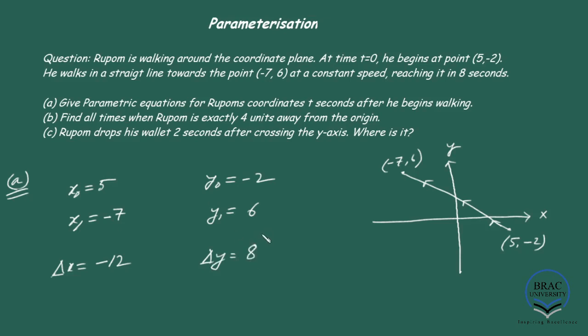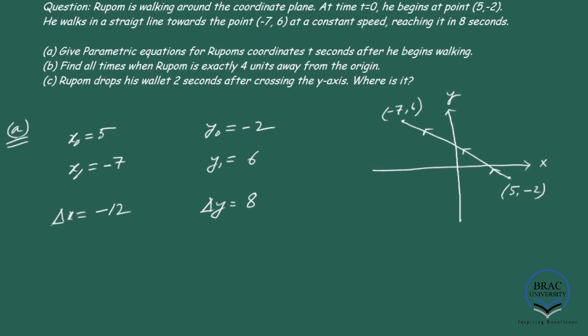The difference between them. So remember, when you find this del x, you have to be careful that you subtract the initial point from the final point. So you subtract -7 minus 5. And from here, 6 minus (-2), so that gives you 8. So final point minus initial point. That's the way to subtract to find del x. Okay. Now the time that it takes, del t, is basically 8 seconds, right? I'm going to write 8.